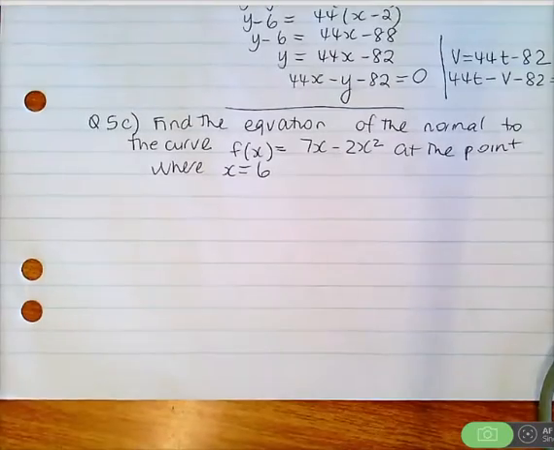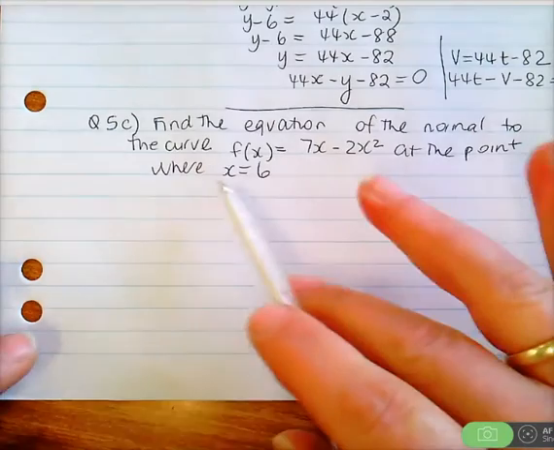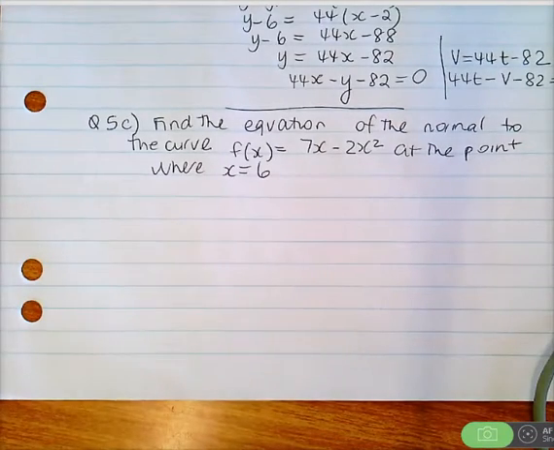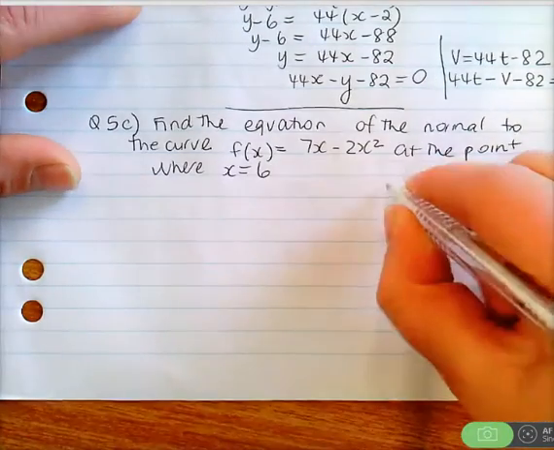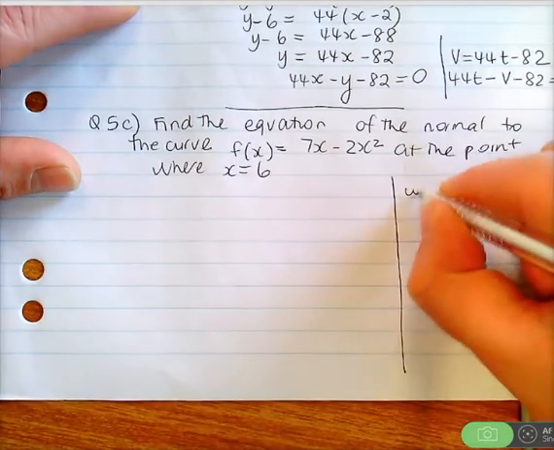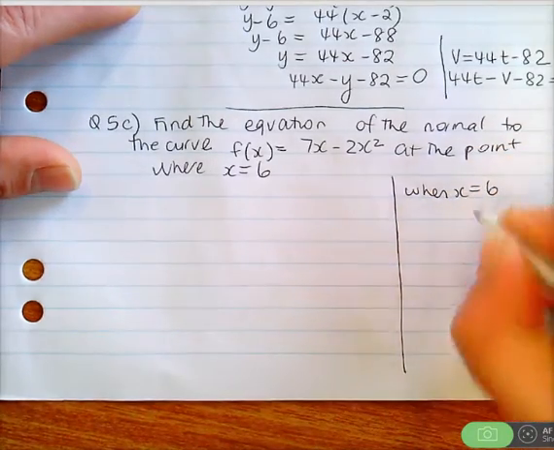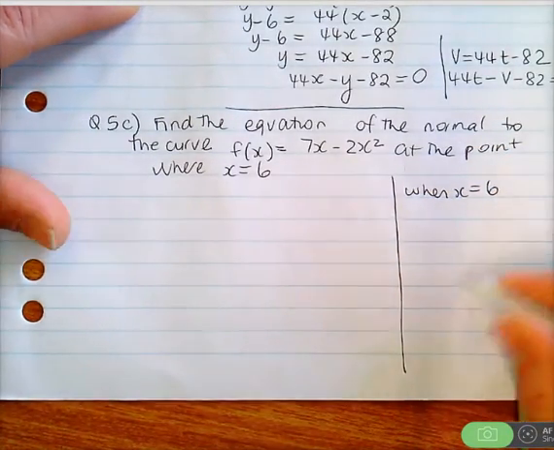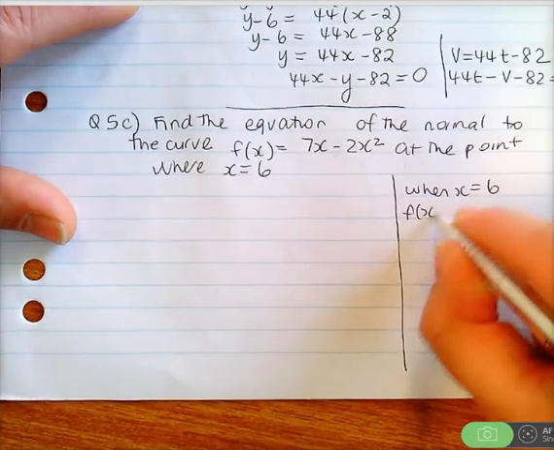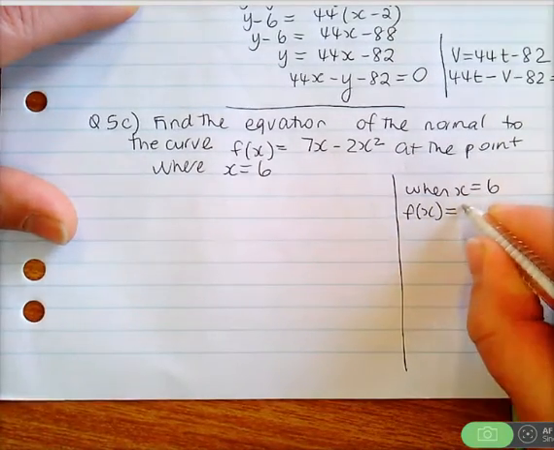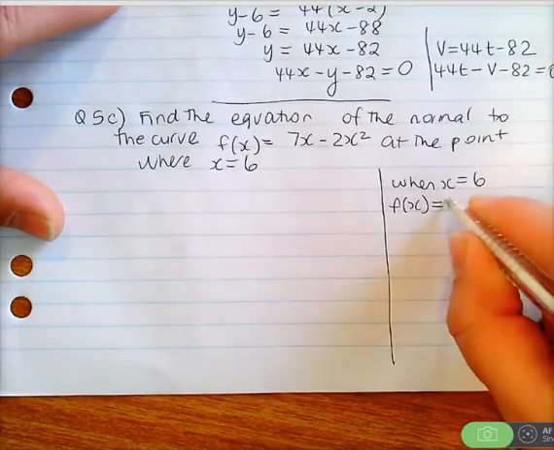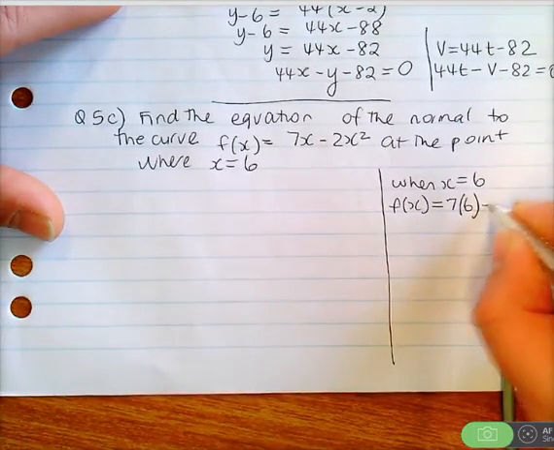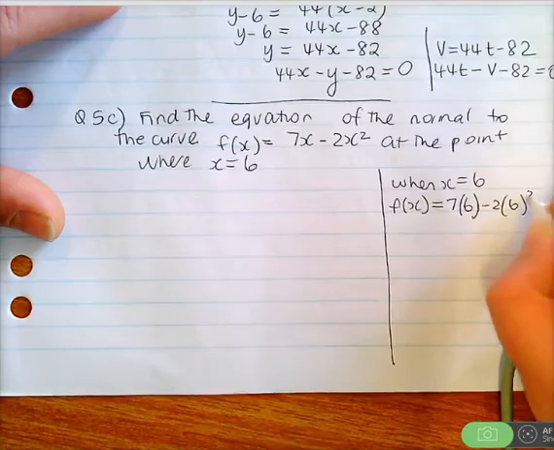Now you might decide, before you even start doing all this derivative stuff, to work out when x is 6 what the y value is. You might want to do that first if you want. You know what I'm saying? So you could just work it out over the side. You just say when x is 6, let's just get that point on the curve before we start. Function of x, or the y value, is, do you know what I'm doing here? I need that point on the curve. It's 7 times 6 minus 2 times 6 squared.